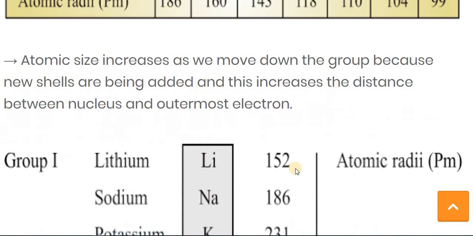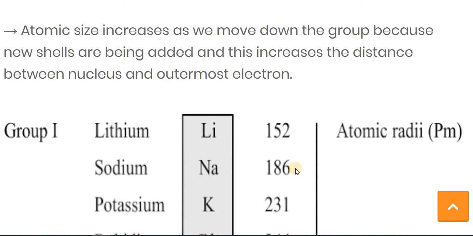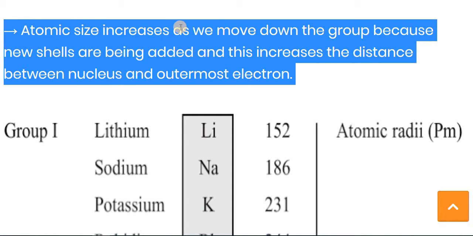And if you are talking about the group, then the atomic size is increased, because if you move down, then in each element one shell is added. So due to that, there is an increment of distance between the nucleus and the outermost electron. So the atomic size is also increased. The atomic size increases as we move down the group, because new shells are being added, and this increases the distance between the nucleus and the outermost electron.